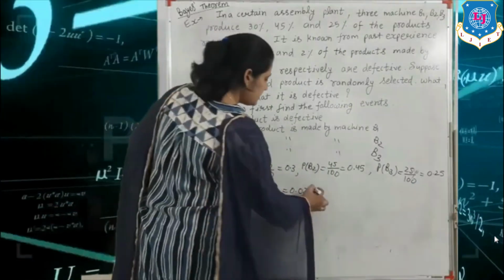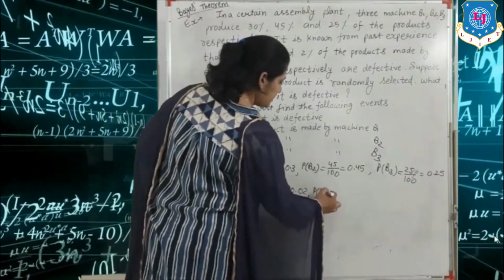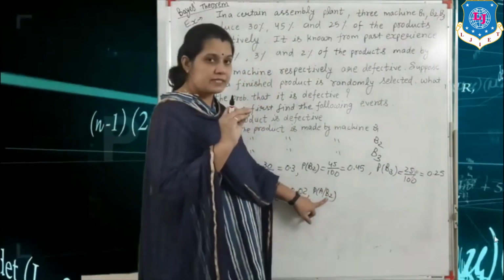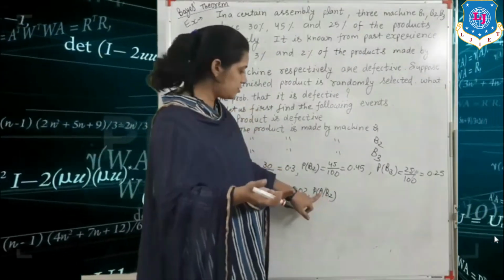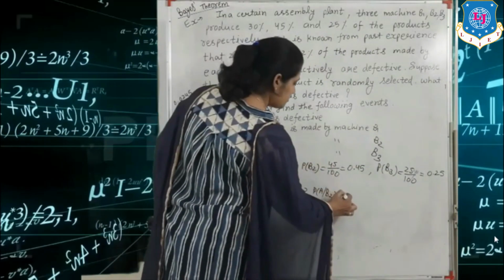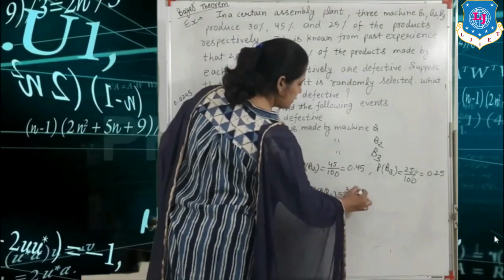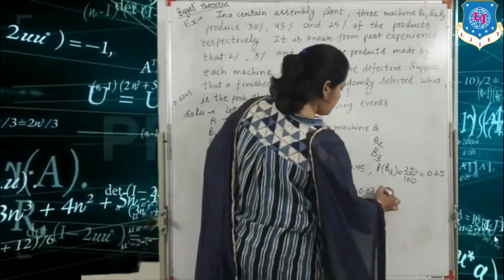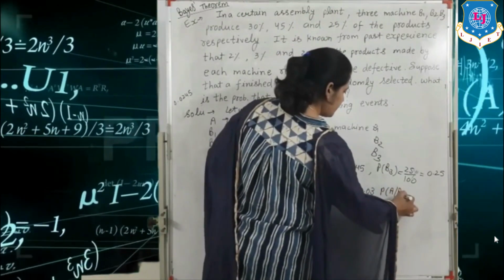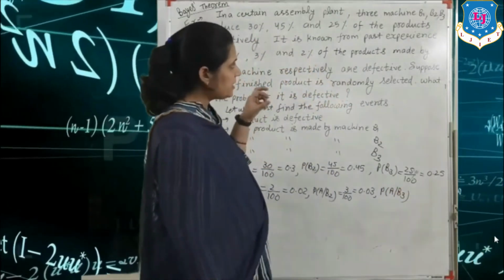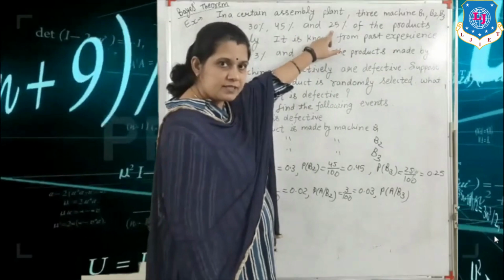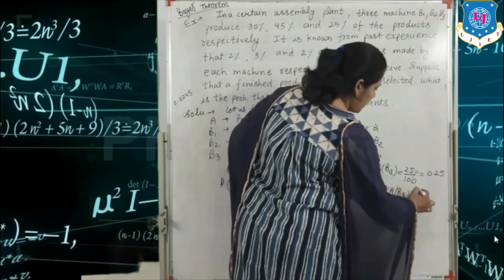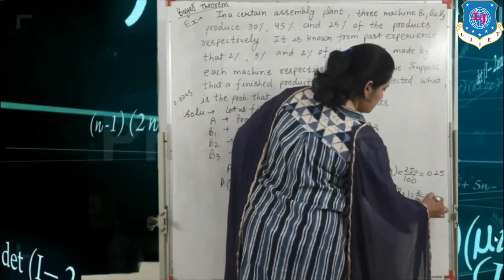Got it? Next is the probability of A slash B2. That means machine B2 produced 45% and after that we find the defective product. So A slash B2 is 3%, we write 3 by 100, which is equal to 0.03. Got it? And the third one is the probability of A slash B3. That means the B3 machine produces 25%, and after that the defective product is 2%. So 2 by 100 is equal to 0.02.